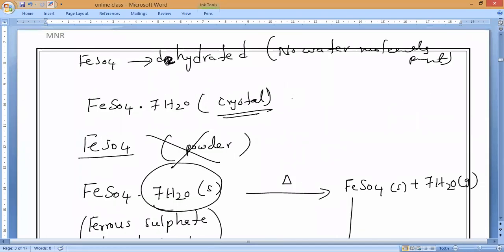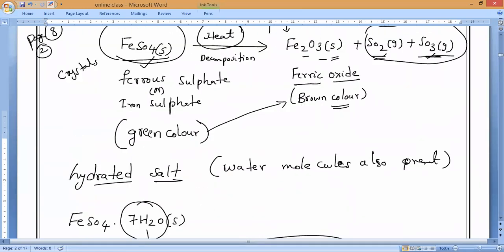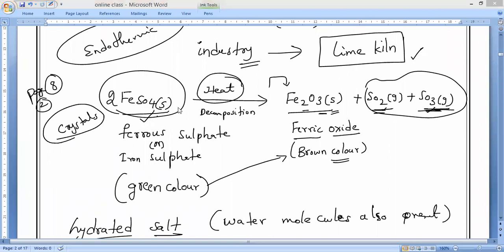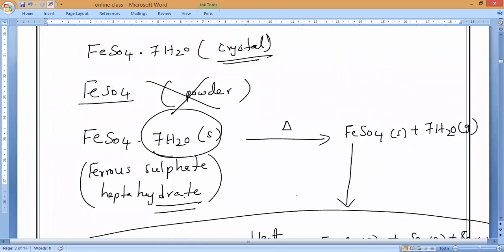Yes, in the textbook, we will take only FeSO4. Why? We don't know the water of crystallization. So this is the equation we will take. Usually we take 2FeSO4 will give you Fe2O3 plus SO2 plus SO3. But here we are taking crystals. FeSO4 crystals also contain water. Only when it contains water molecules will it be in crystal form, and that crystal form is what we call green color. That is ferrous sulfate heptahydrate. It is actually ferrous sulfate heptahydrate.